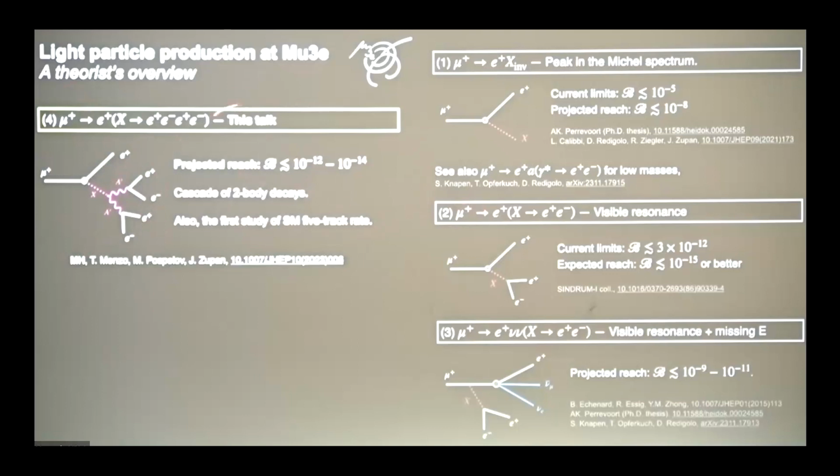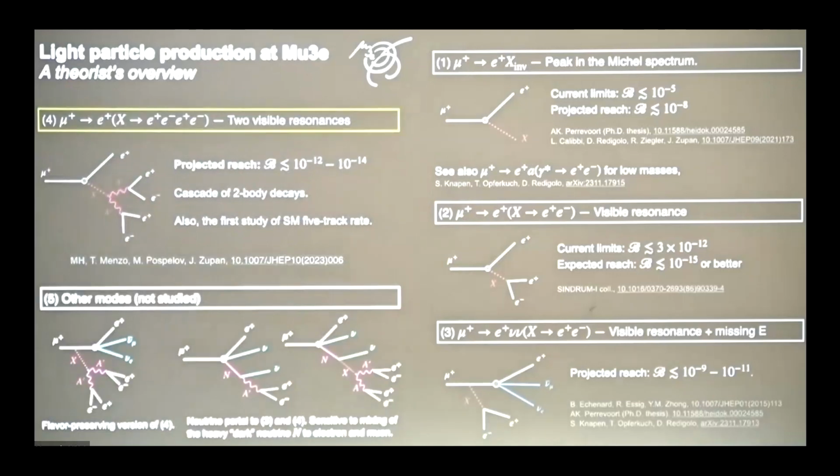Of course, there's still a lot of studies needed, especially on the background side, but that would just be a great thing to look for. And also, it's the first standard model study of this type of decay, so mu to 7 particles with 2 neutrinos and 5 electrons. We computed that rate as well, which maybe we'll be able to probe.